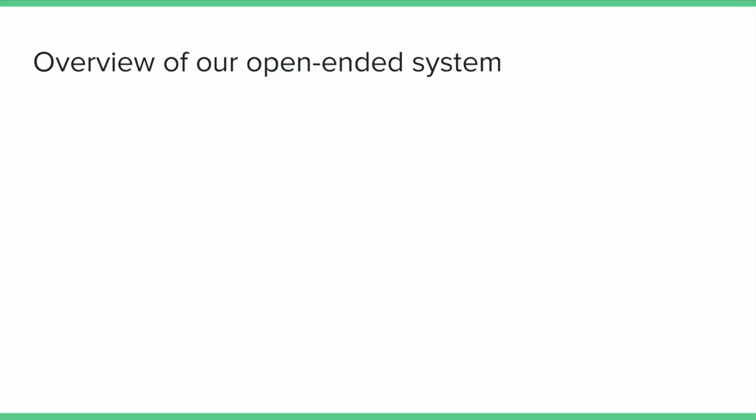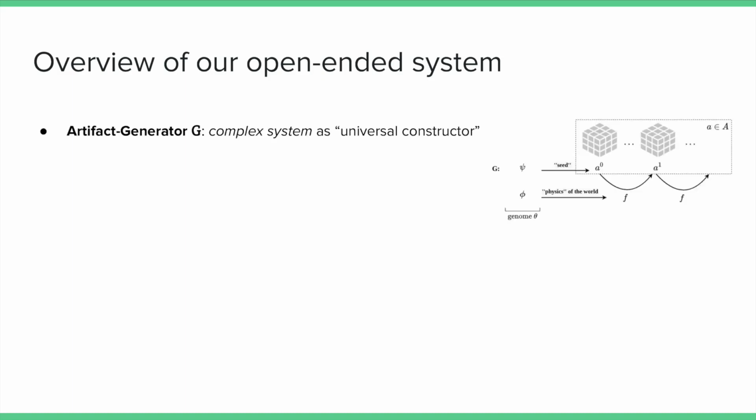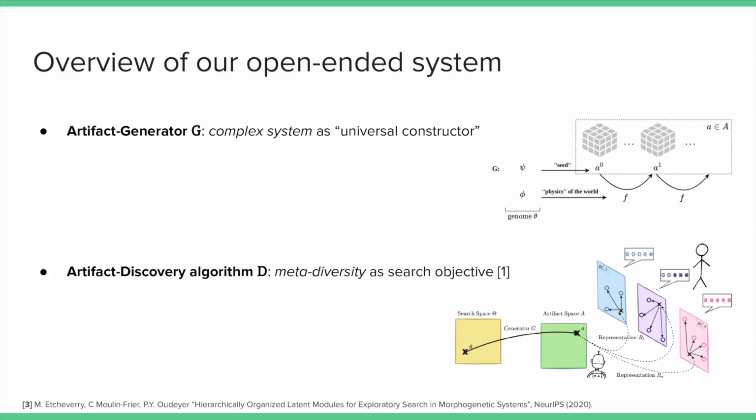Our framework for an open-ended system includes two components. A complex system, used as artifact generator to recursively grow and complexify artifacts over time, and a discovery algorithm, which leverages the concept of metadiversity search. Complex systems are great candidates for generating all sorts of constructible artifacts in Minecraft.